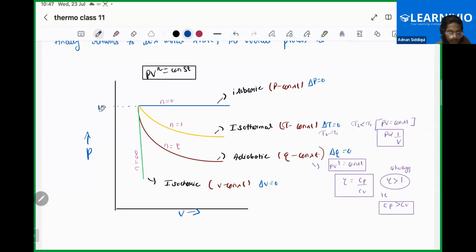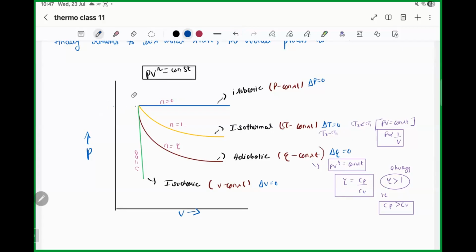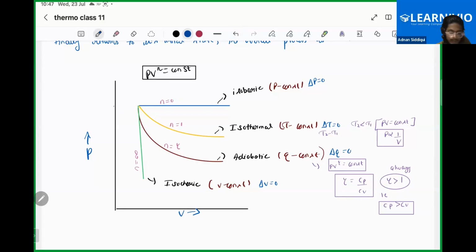Are you getting what I'm trying to say? For pressure constant, that is specifically isobaric processes, the curve is looking like this.